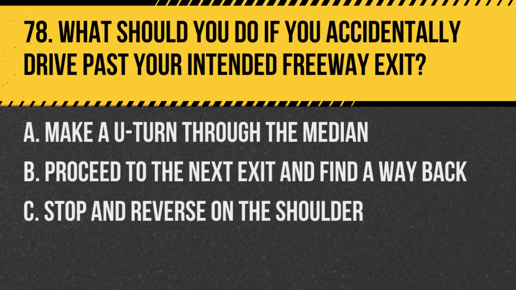Question 78. What should you do if you accidentally drive past your intended freeway exit? A. Make a U-turn through the median. B. Proceed to the next exit and find a way back. C. Stop and reverse on the shoulder. Answer: B. Proceed to the next exit and find a way back. This is the safest way to handle missing an exit.